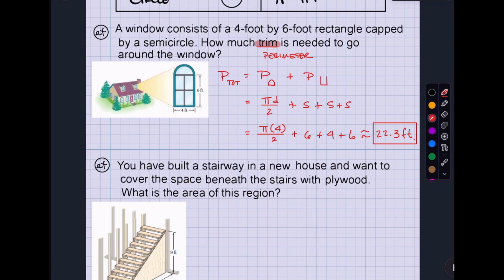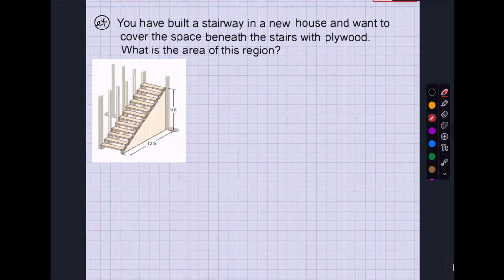Yes, D means diameter. Okay, how about this? This seems a lot easier, huh?